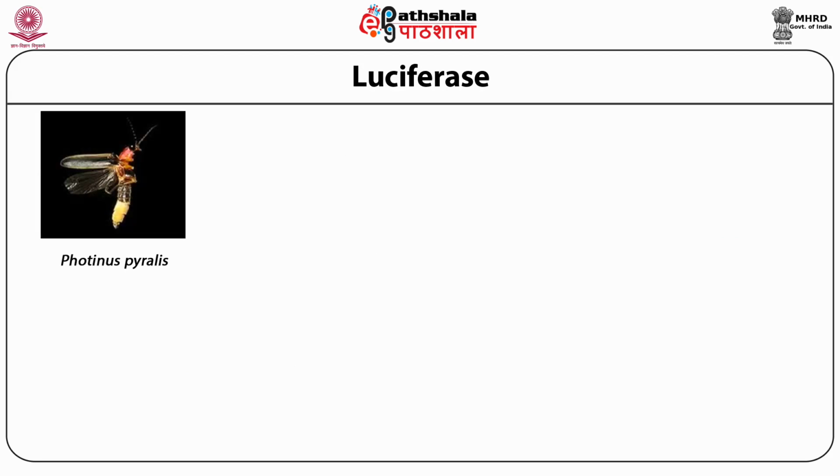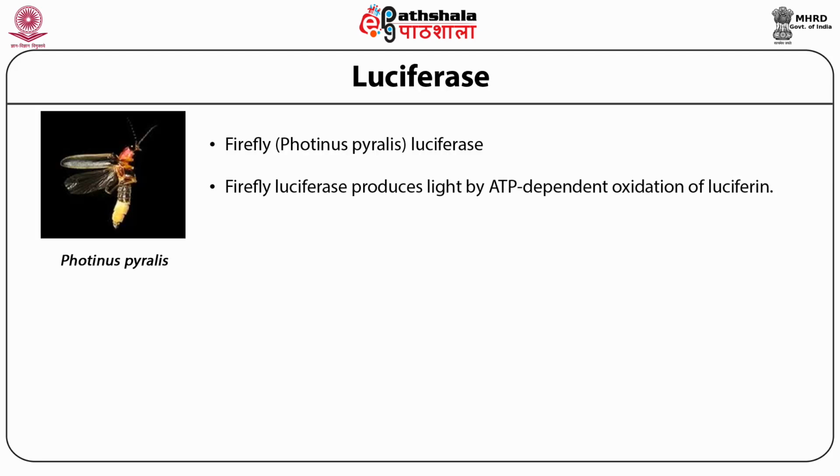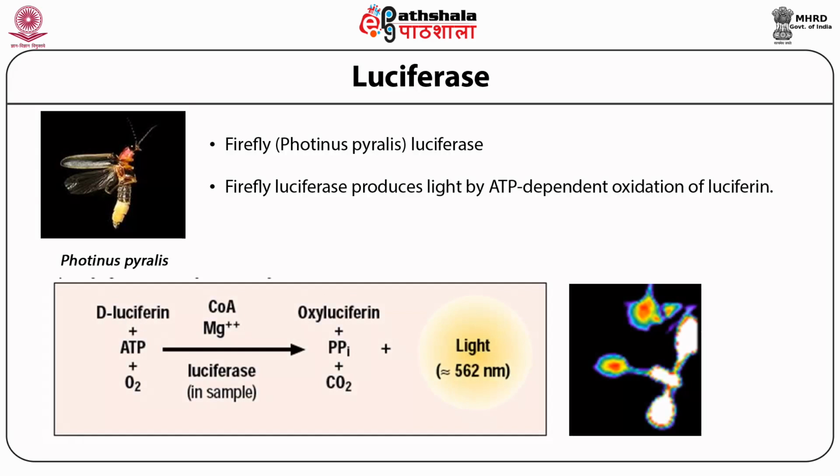Another reporter gene system that is very commonly used is the luciferase system. This is the enzyme coded by the Lux gene or Luc gene isolated from firefly. This gene codes for the enzyme luciferase, which produces blue light by ATP-dependent oxidation of luciferin. The reaction is shown here in this slide. And on the right side, there is a picture which shows the bioluminescence produced due to the activity of this luciferase enzyme on luciferin, thereby emitting the bioluminescence.